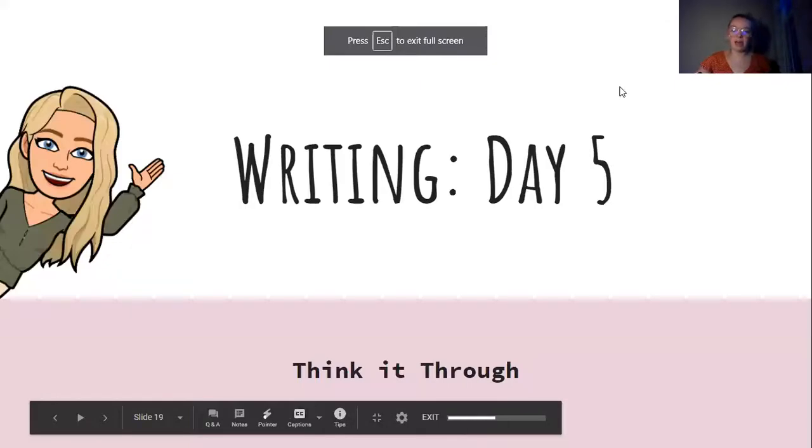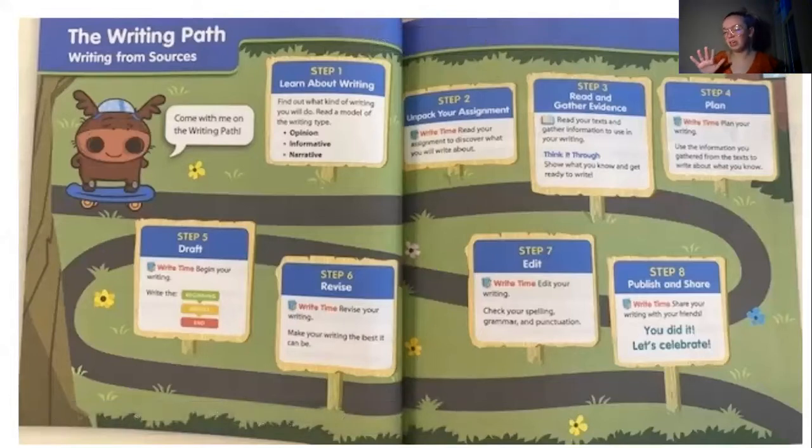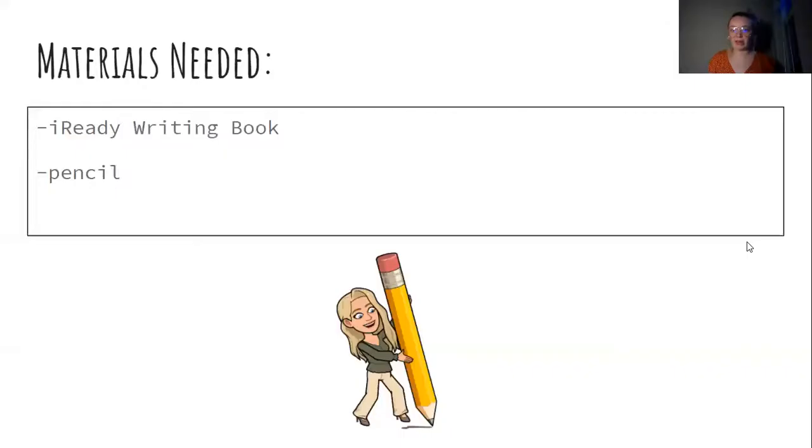Welcome to writing. Let me share my screen so you guys can see what we're getting into today. Okay, here we are on day 5. Think it through. Okay, so I think we are in between step 3 and step 4 right now. We have read our 2 source texts and gathered some evidence. But now we need to think it through and kind of organize our thoughts and our evidence.